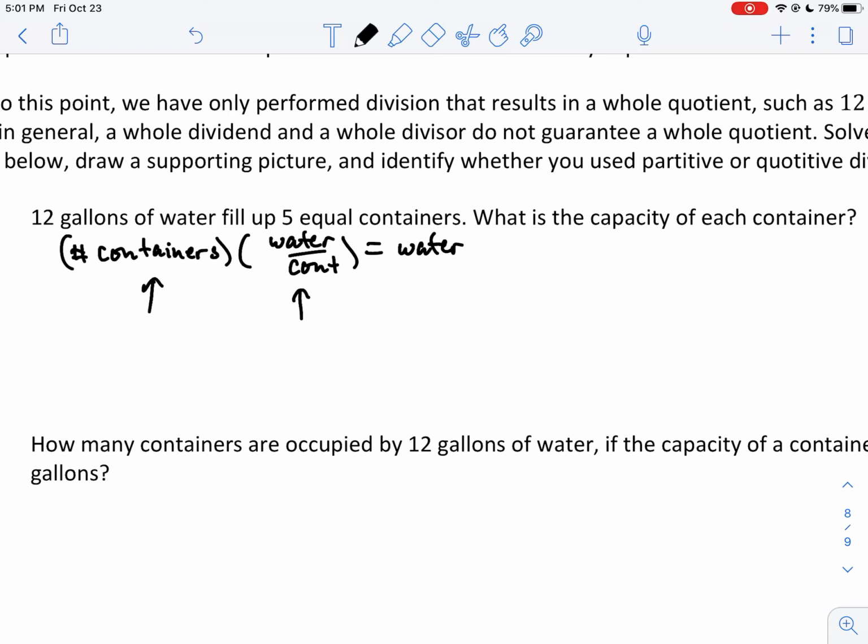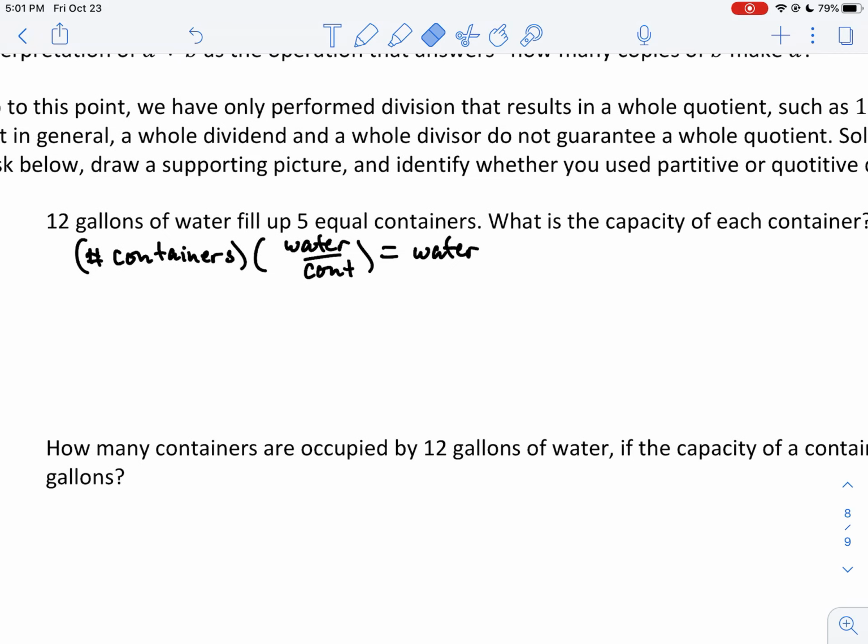So the number of containers represents a multiplier. The amount of water per container is the multiplicand, and then the product is the total amount of water. So what's missing in our multiplicative structure?